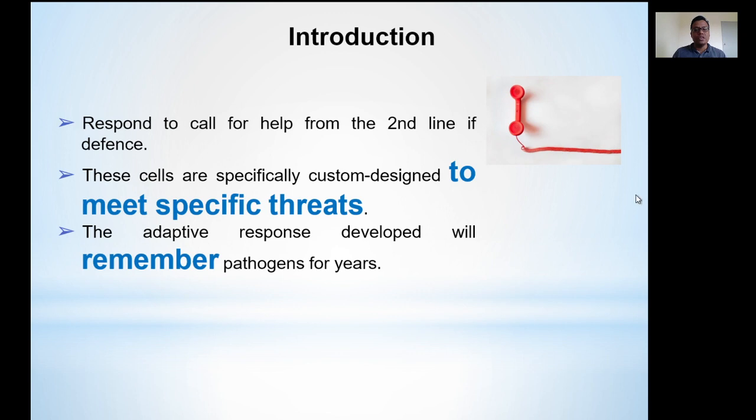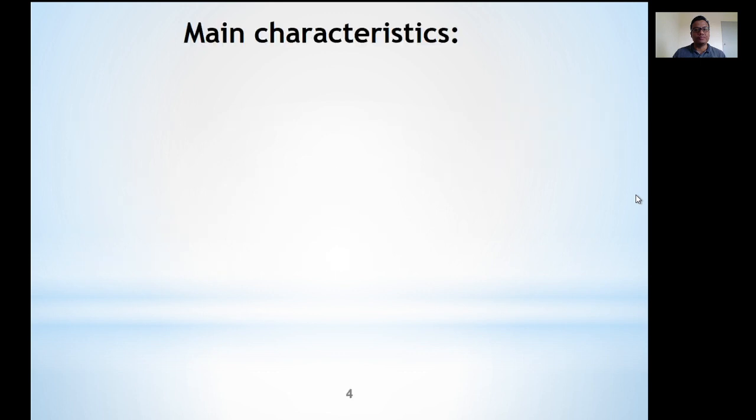So these two are among the main characters of the adaptive immune response, which are designed to fight specific pathogens or threats, and they will persist in the body for many years in the form of memory cells.